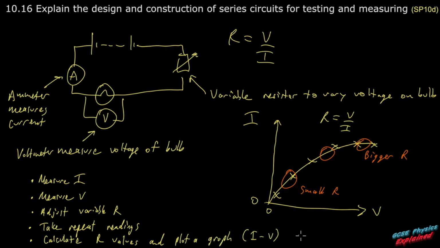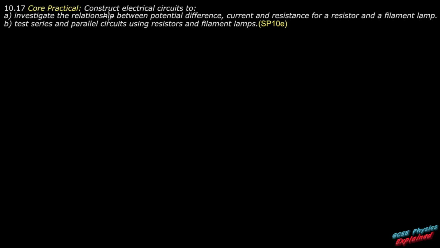17 core practical. Construct electrical circuits to investigate the relationship between the potential difference, so that's the voltage, the current and the resistance for a resistor and for a filament lamp. Well, I've just showed you it for a filament lamp, so it will be exactly the same for the resistor, except obviously you'd have a resistor instead of a bulb.